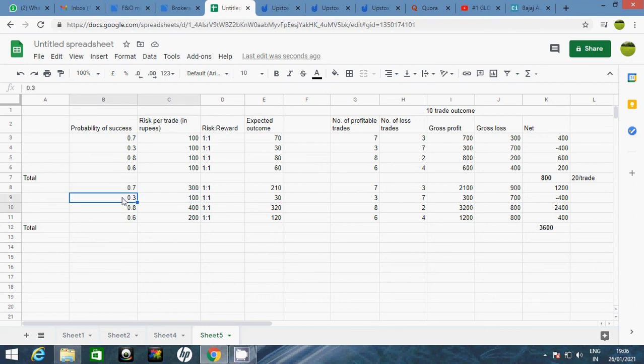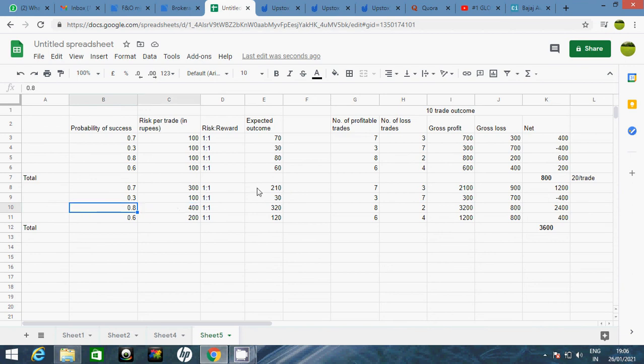For low probability trades I have kept the risk per trade at 100 only. But for high probability trades where the probability of success is in our favor, for the given risk reward, I have increased the bet size. For 60% probability of success, I have given 200 rupees per trade risk. For 70% probability of success, I have given 300 rupees per trade risk. And for 80% probability of success, I have increased it even more, because we want to bet the highest amount of money where we know that the probability of success is the highest. That's why I have bet 400 rupees per trade for this.